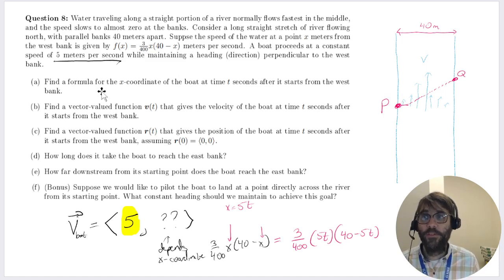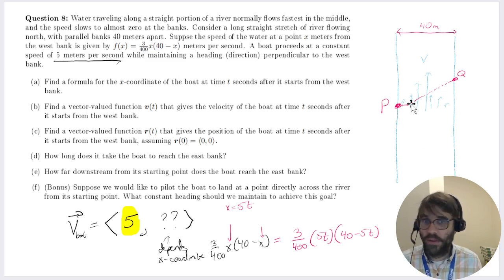We found a formula for the x coordinate of the boat, and that allows us to start getting access to the y coordinate, because the x coordinate of the boat, where you are as you move across, tells you what your x value is to plug into the velocity. When x equals 5t, we can find the y velocity, how fast the boat is moving downstream.